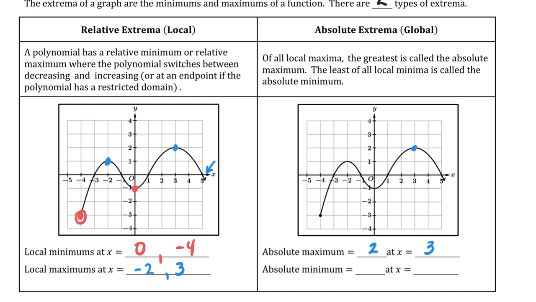What about the absolute minimum? Now, a lot of kids will go, well, we're looking at the graph, that looks like the lowest point. But remember, this guy goes down forever. This one does not have one. There is not an absolute minimum. So we could put not available, we could put none, whatever you wanted to put, okay?